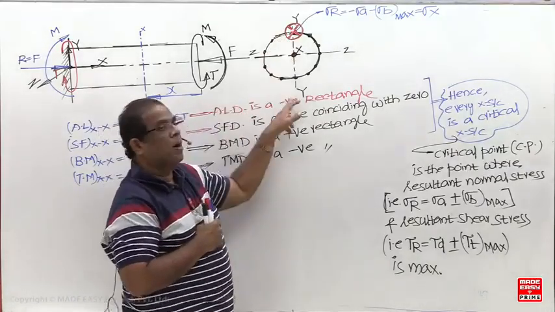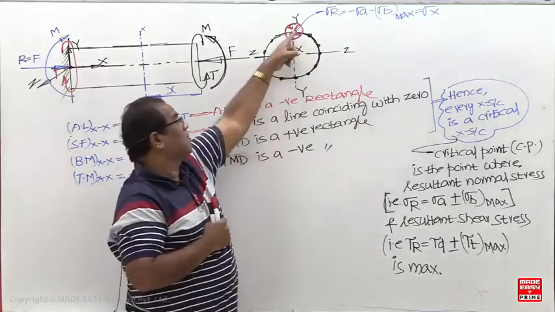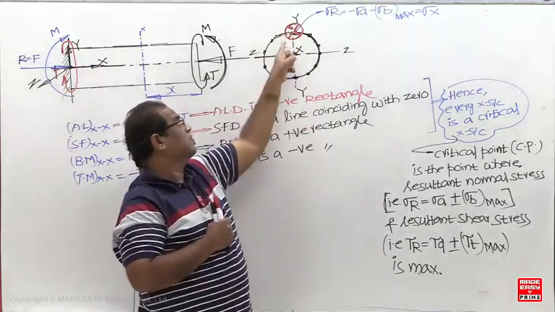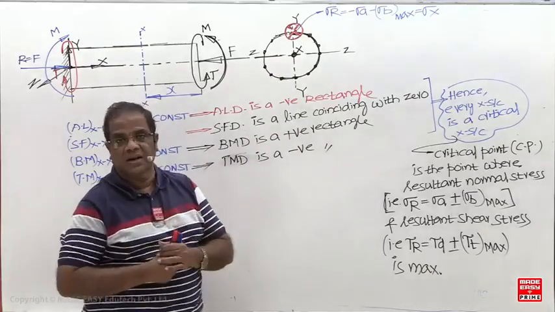Bending stress is maximum at the top and bottom. Torsional shear stress is maximum at every point, but bending stress is maximum at the top and bottom. In that case, which points are critical? Both top and bottom are critical.